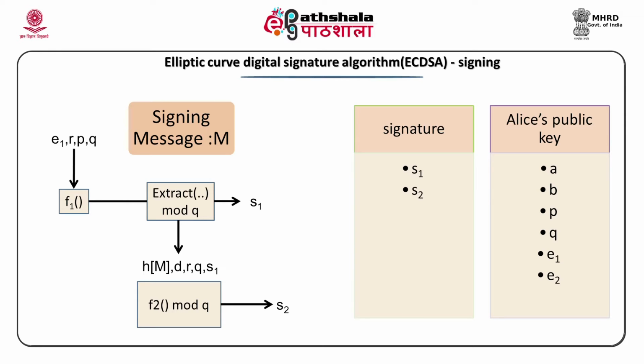D is Alice's private key, R is a random secret and Q is Alice's public key. These are all input to the function f2 and we would be generating S2. Generation of S1 and S2 are part of the signing algorithm, and then for verifying, S1 is the input. We apply S1, S2, E1, E2, P, Q and hash of the message to the function f3. From that we extract a value. If whatever we have extracted is equal to S1, then the signature has been verified and we accept it.